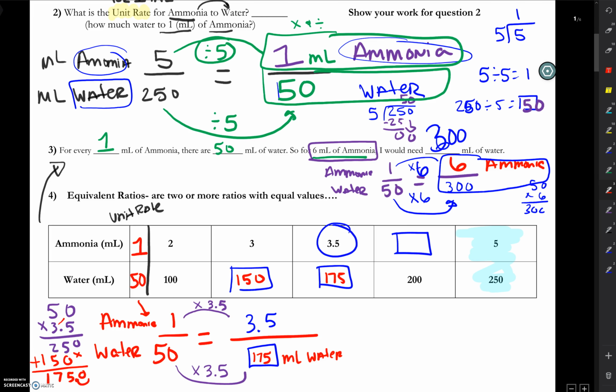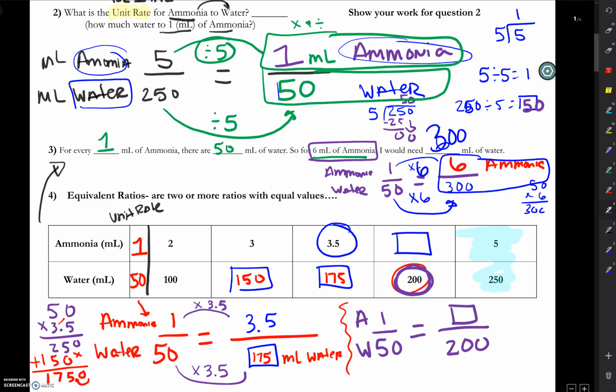And now this one's a little bit different. This one right here, I'm going to just draw a line here. It would be 1 over 50. This is ammonia, this is water, is equal to 200s on the bottom, so 200 over a box.